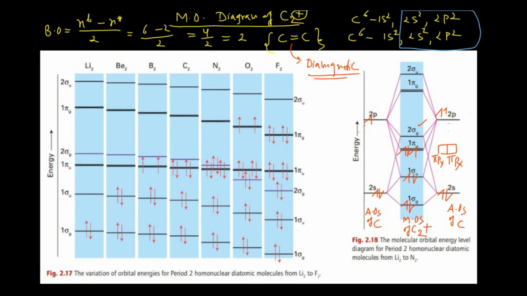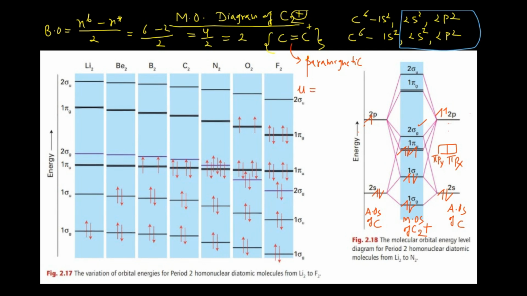So what has happened here in that case? Here you see 1 unpaired electron is there. When 1 unpaired electron is there, then definitely your C2 positive, so I am writing positive here, right? C2 positive is paramagnetic. If it is paramagnetic in nature, then you can calculate its magnetic moment.